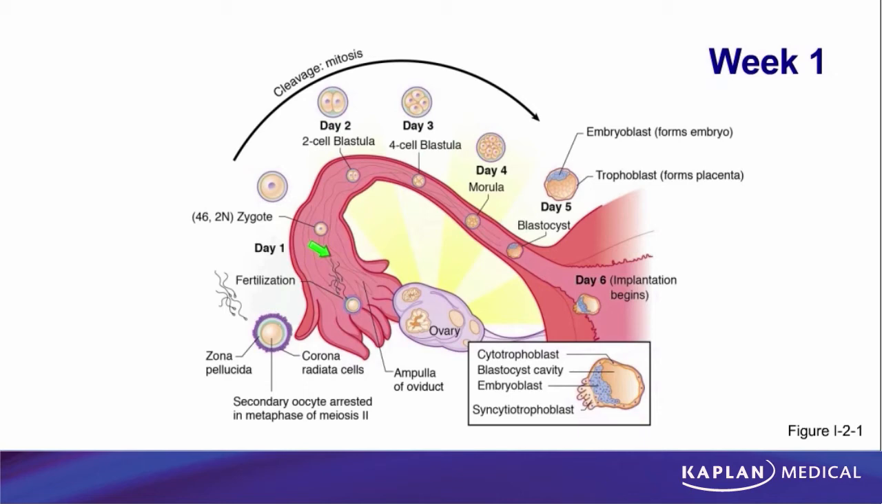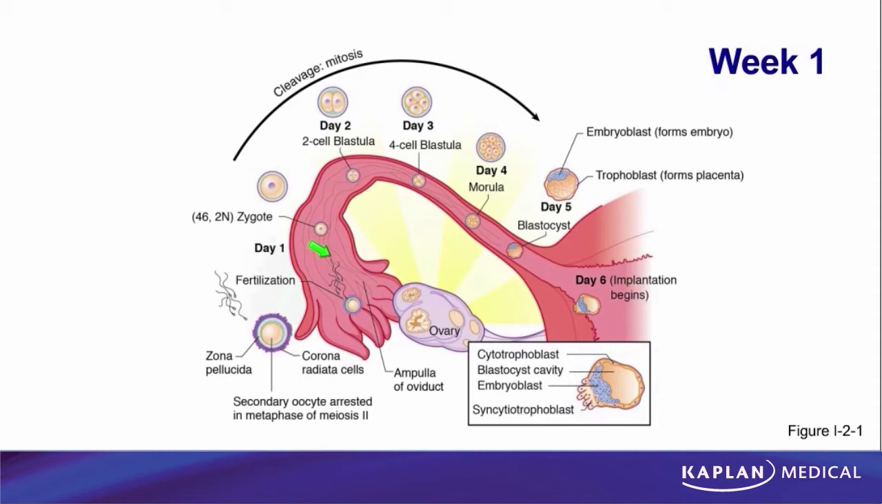When that cell divides, it gives us 2 cells that are half the size of the mother cell, and then those 2 cells grow. And when they grow to a certain size, then they divide again, giving us 2 cells half the size of those cells, and then they grow. And when they get to a certain size, they divide again, and so on. What's different here in these cell divisions is that you do not have cell growth in between cell divisions.